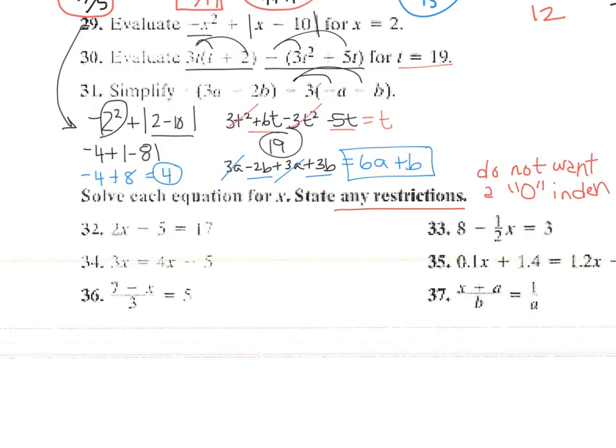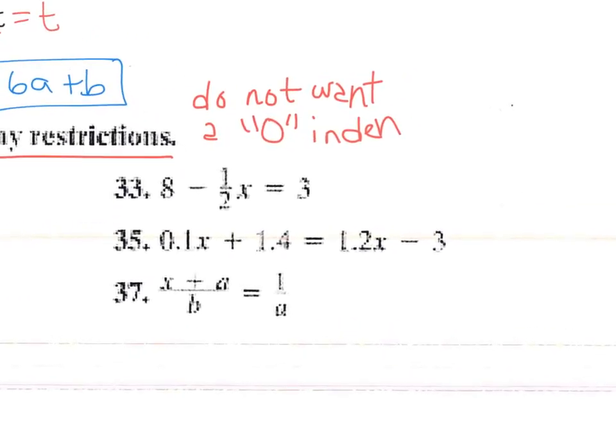So number 32, I add 5, so I get 2x equals 22. So then I divide by 2, so x equals 11. There's not any restrictions right here because I never have a variable in the denominator, so I'm never dividing by 0. And then for 33, just get used to the technique of, I'm going to clear fractions on this.